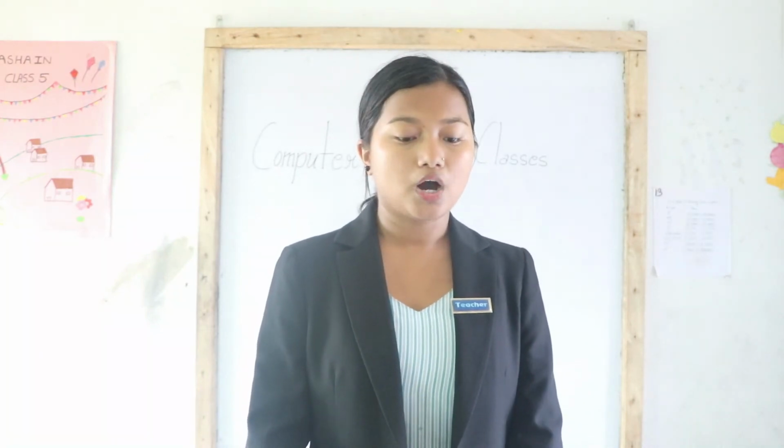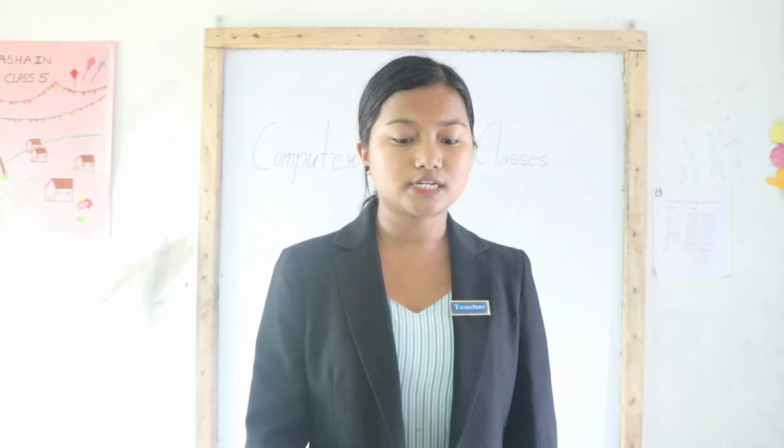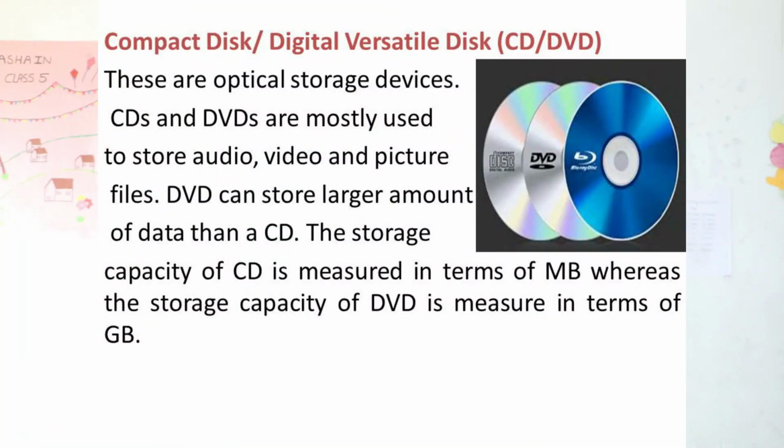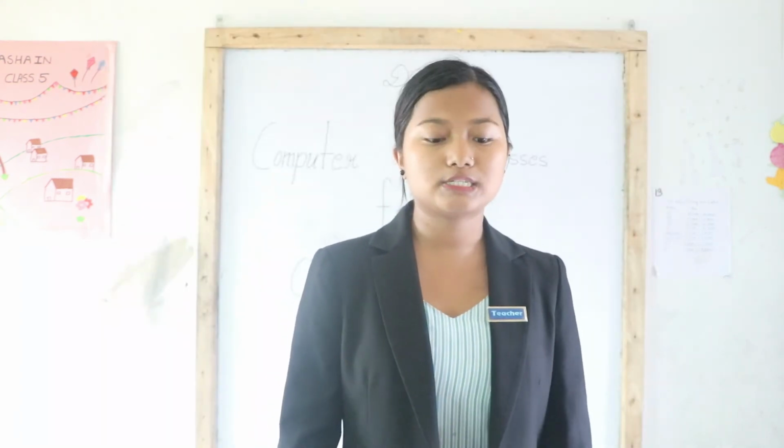Third one is compact disc or digital versatile disc, CD or DVD. These are optical storage devices. CDs and DVDs are mostly used to store audio, video and picture files. DVD can store larger amount of data than a CD. The storage capacity of CD is measured in terms of MB, whereas the storage capacity of DVD is measured in terms of gigabyte. Fourth one is pen drive.